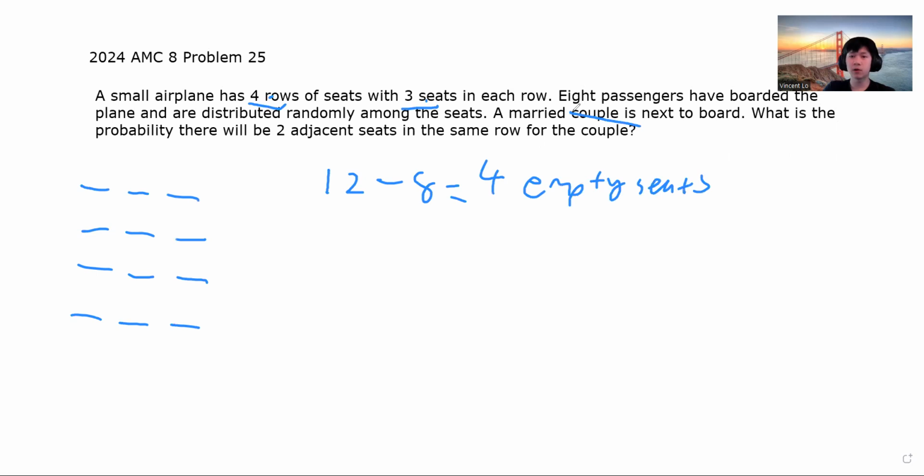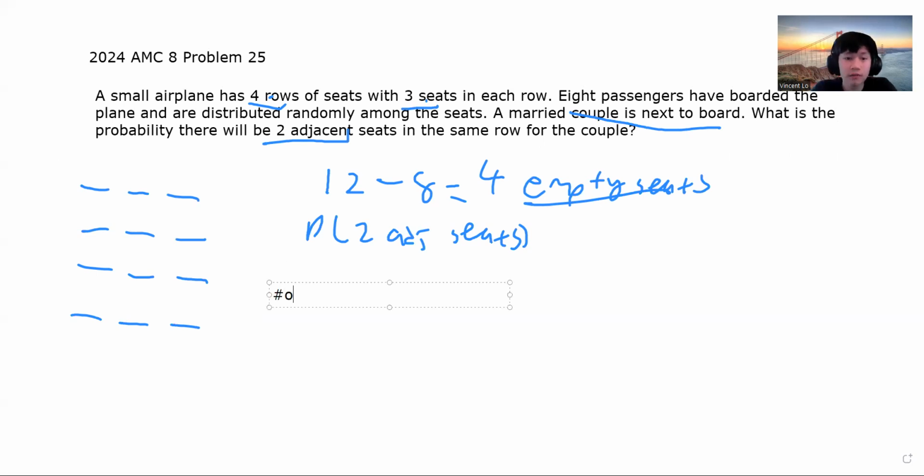And now a married couple is next to board. What's the probability that there will be 2 adjacent seats? So you want the probability of 2 adjacent seats among the 4 empty seats. This is a very, very standard probability problem. In probability, what you always want to do is number of desired outcomes divided by number of total outcomes. This is how you approach all probability problems: number of desired divided by number of total. And we're going to have to calculate each one of these to be able to get our answer.